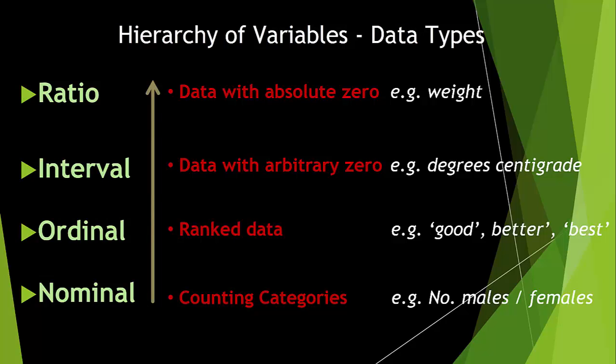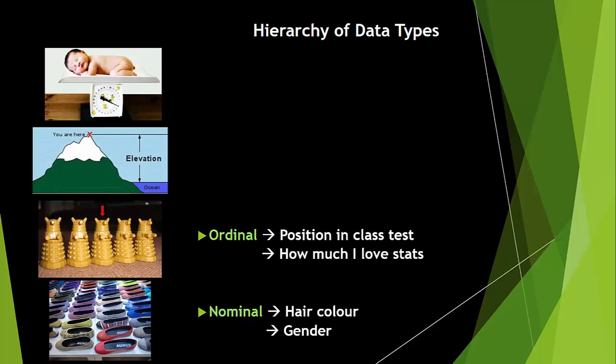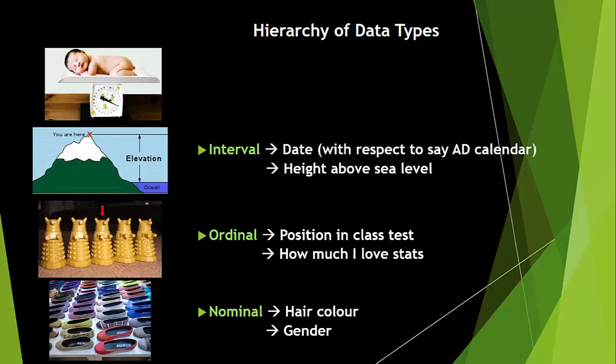Let me hopefully help that with some more examples. So with nominal level data or categorical level data, we might have groupings along the lines of hair colour, or we might have groupings along the line of gender and then populate that with counts. With ordinal level data, it might be, as I've said before, our position in a class test, or it could be one of these Likert type questions where I tick a box as to how much I love a particular subject. Interval level data, as well as the degree centigrade, you could have the Western calendar, AD versus BC.